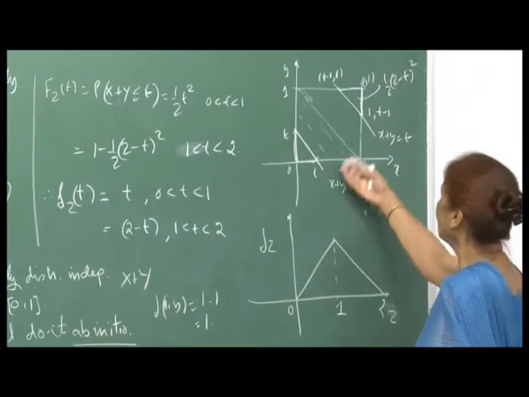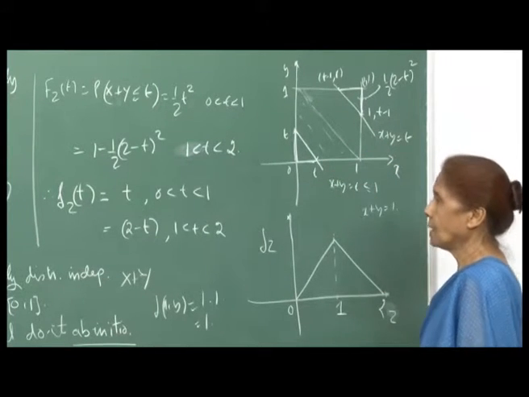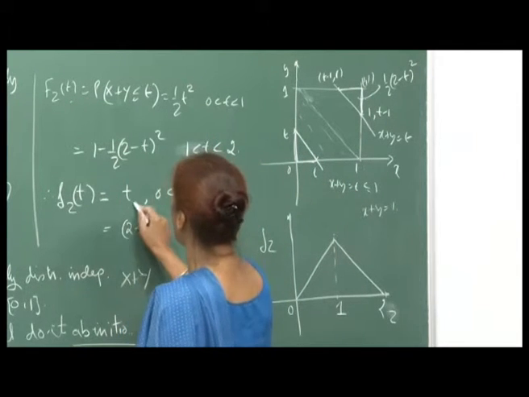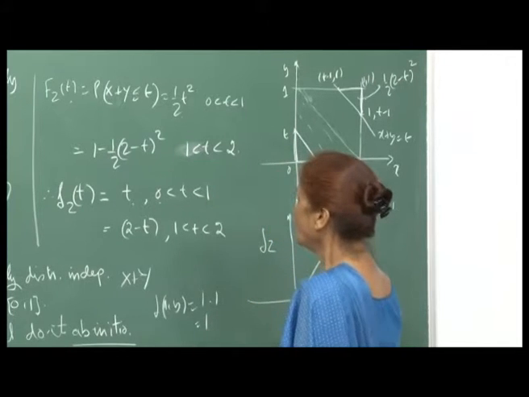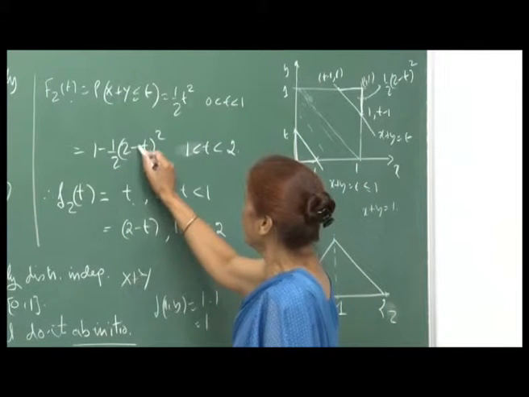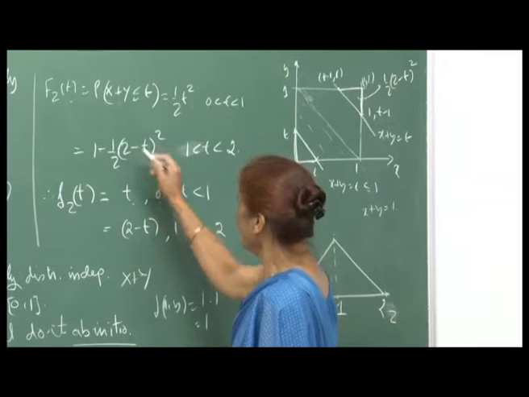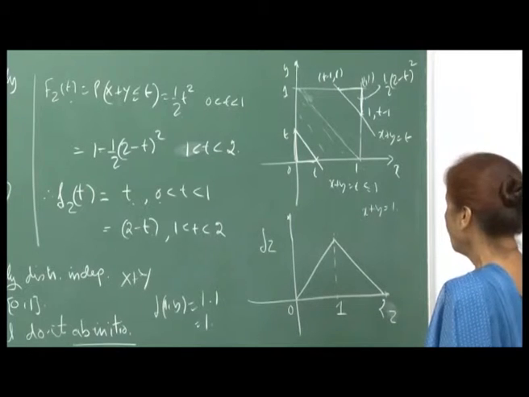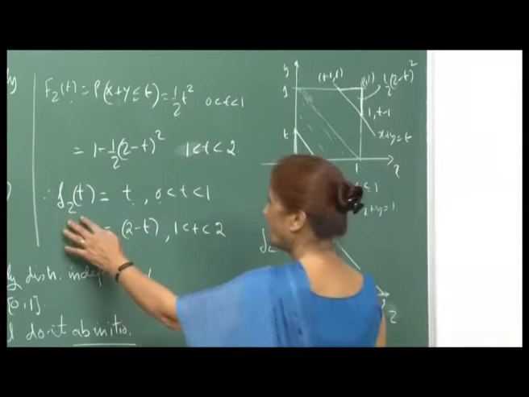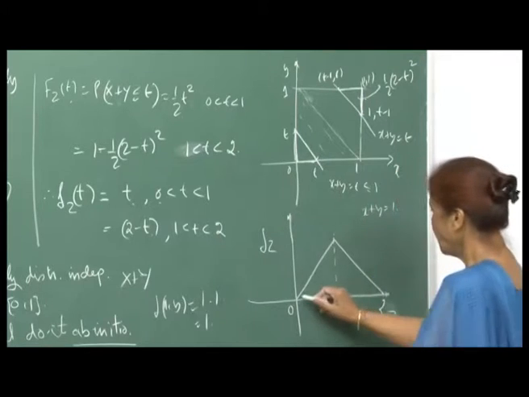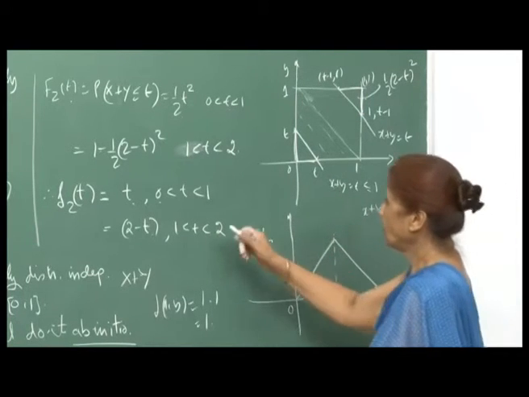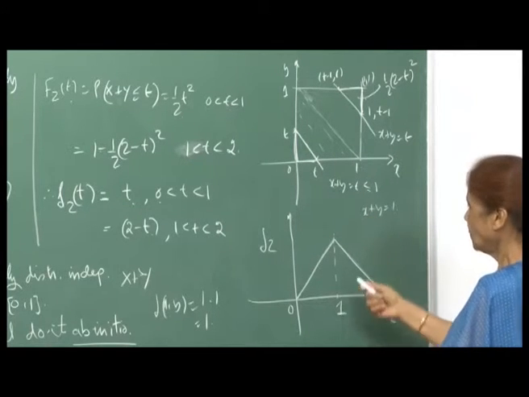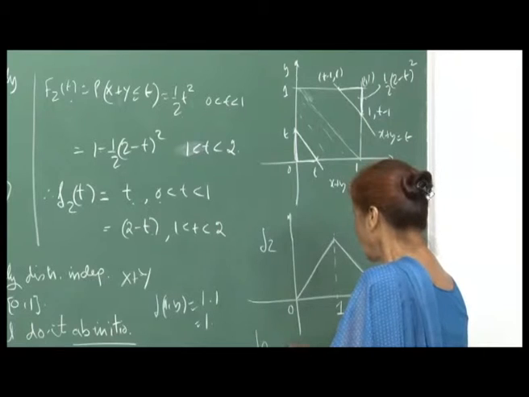Looking at the diagram, things become really simple. When you differentiate this with respect to t, in this case it becomes t for 0 less than t less than 1, and for this, because there is a minus sign, the 2 cancels, and we get 2 minus t, as t varies between 1 and 2. Now, if you draw the graph of f_Z(t), between 0 and 1 it is given by this line, and between 1 and 2 it is given by this line. So, it is a triangle, and therefore, this is also known as the triangular distribution.